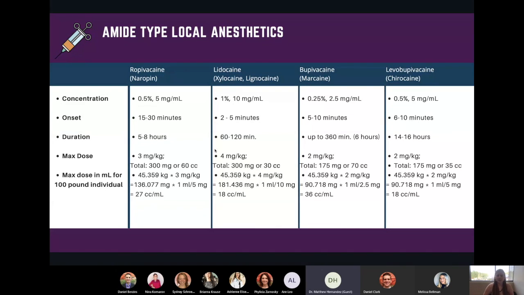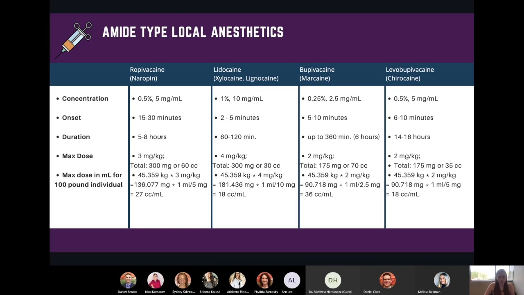It is important to be safe when using local anesthetics, but calculating the max dose for each patient can be repetitive, so I calculated the max dose for a 100-pound patient for each of the local anesthetics, as you can see here at the bottom. Since most adults will be over 100 pounds, this can give you a ballpark understanding of what a safe dose of local anesthetic would be.